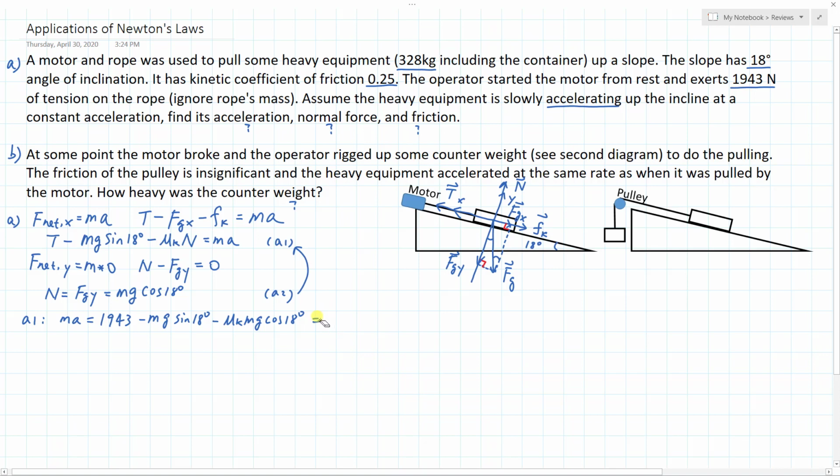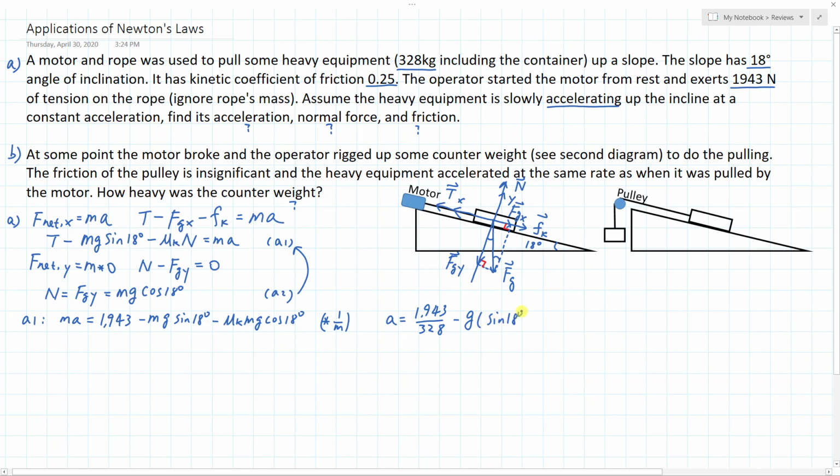So let's just keep solving. Well, let's actually do this. Let's multiply by 1 over m on both sides of the equation. So we get a without the m, and 1943 divided by the total mass is 328, comma, and minus, now it's actually going to be g, right? Just a g, no m. Then you realize the g is a common factor, so you can factor it out without having to plug it in two places.